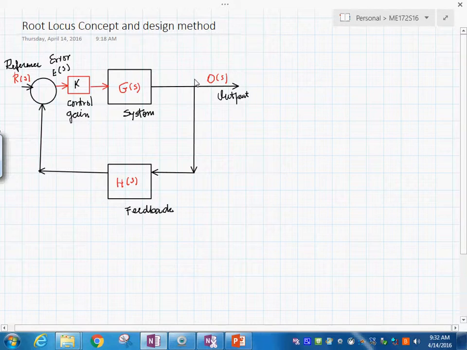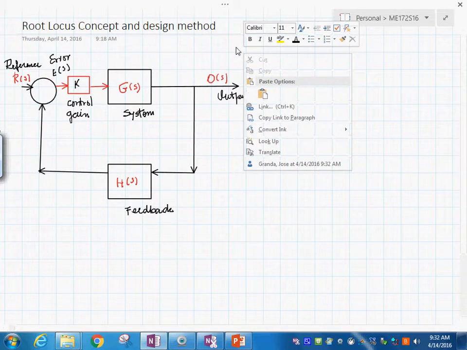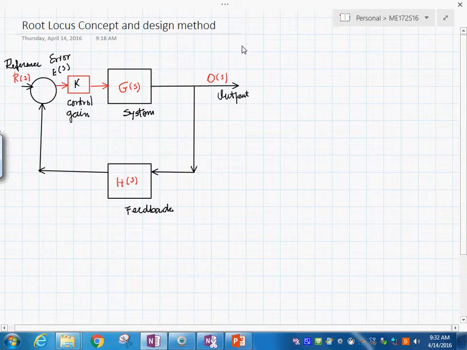Okay, so now let me tell you a little story. Back in the 40s or so, Professor Evans at the University of Pennsylvania came up with this idea that if you have a system like this, with this gain in here, then by changing K from 0 to infinity and plotting where the roots of the characteristic equation of the system went, he could predict whether he could control the system or whether the system would be unstable. This was his premise.